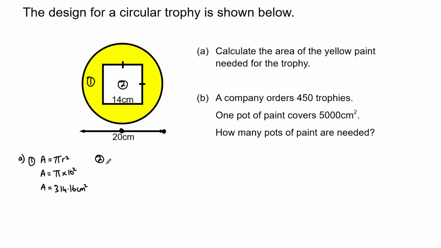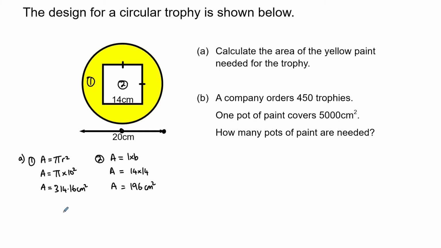For shape 2, we've got a square. Same formula as a rectangle, it's the length times the breadth. These little lines here mean that these sides are the same length, so it is a square. So it's 14 by 14, which is 196, 14 squared.